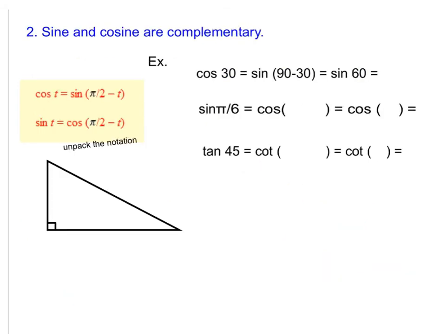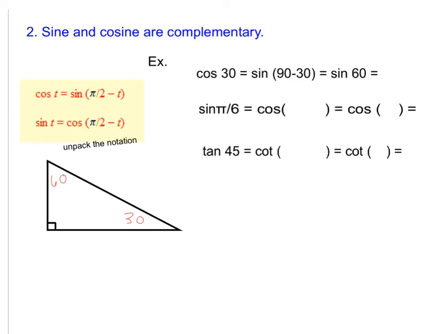Now this one's kind of cool to know, and I don't know that you're going to use it all that much. You probably saw it in geometry, but sine and cosine are complementary, right? Their angles are complementary. So for instance, and that's what it says here, unpack the notation: cosine t is equal to sine of pi over 2 minus t, and sine t is cosine of pi over 2 minus t. Well, okay, what does that mean? Well, pi over 2, we know in radians, is 90 degrees. So I wrote it over here in degrees. The cosine of 30 degrees is equal to the sine of the other angle, right? So if this is 30 degrees, then this one has to be 60.